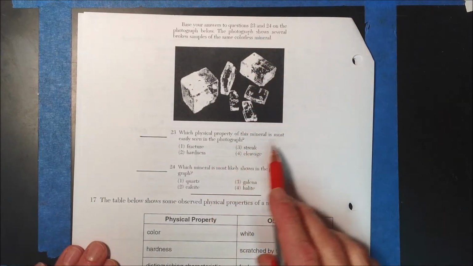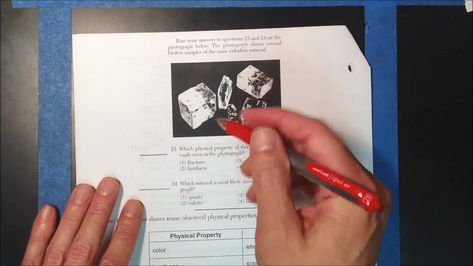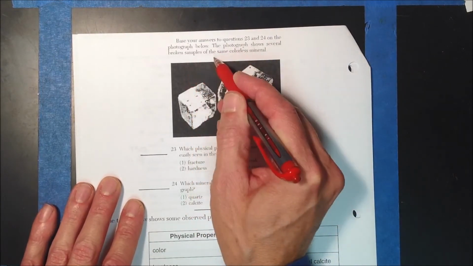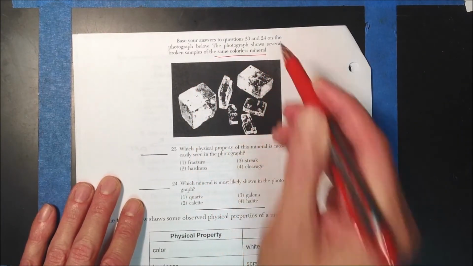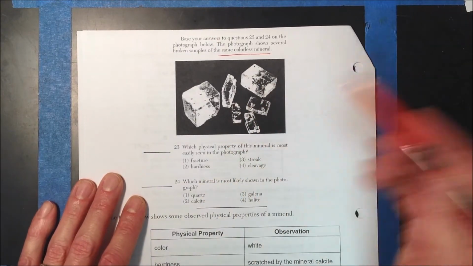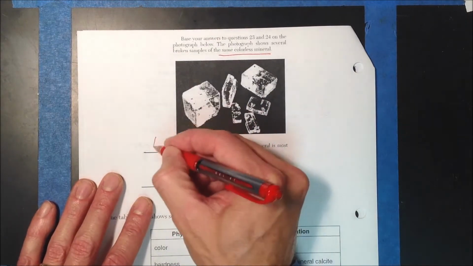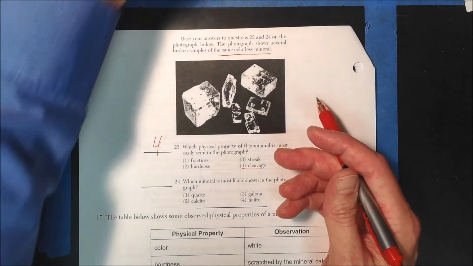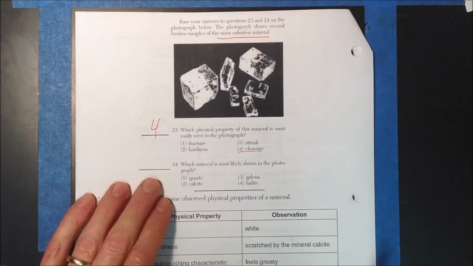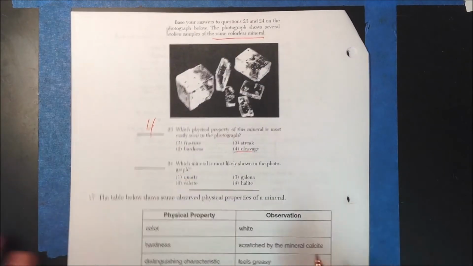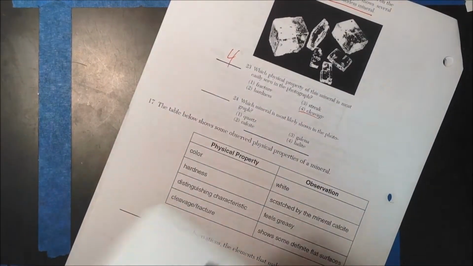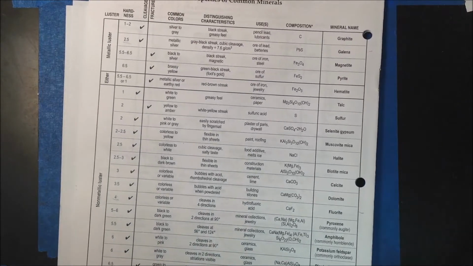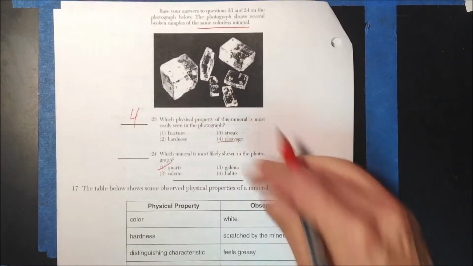This one here: which physical property is most easily seen in the photographs? One of the key things you want to read here, the photograph shows several broken samples of the same colorless mineral. That's key. And the way it's broken, we did this in class, cleavage is the best answer. Okay, cleavage is what it's showing. It broke into those cubic shapes. Which mineral is most likely shown in the photographs? Well, you got to really look through each one. This definitely has cleavage, so I could eliminate any that doesn't have cleavage. Quartz does not have cleavage.